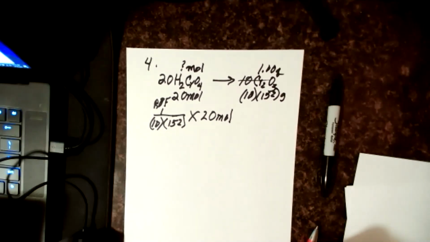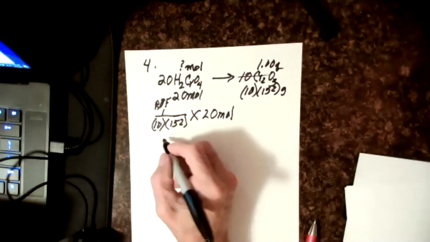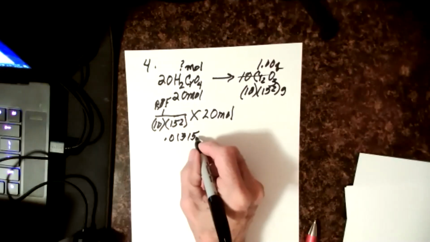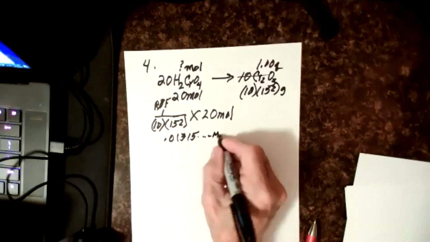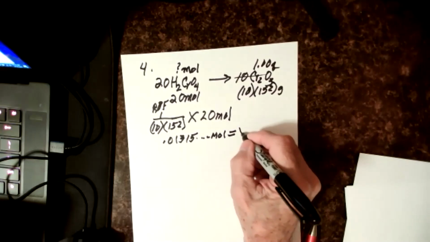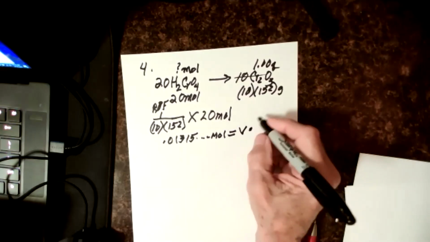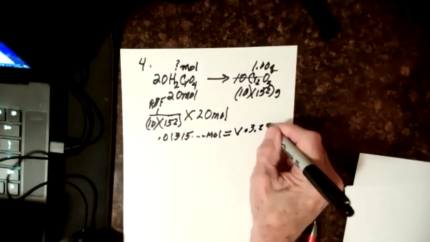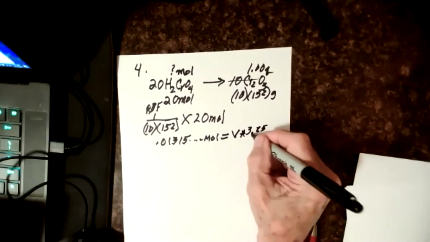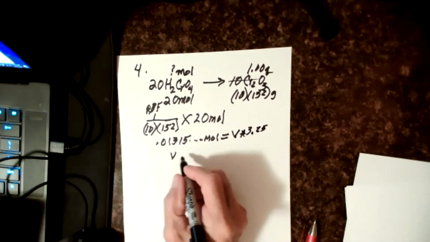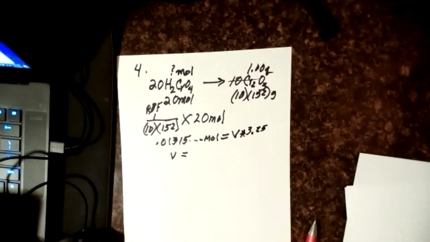Okay? I'm coming out with, I'm going to need 0.01315 and a whole bunch of other digits here, moles of the compound. Now, volume times molarity is equal to moles. So volume I don't know, but I do know what the molarity is. The molarity is 3.25. So I can solve for volume. It is going to be this answer divided by 3.25.